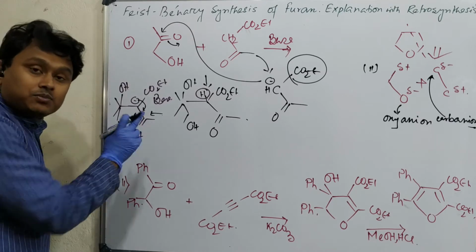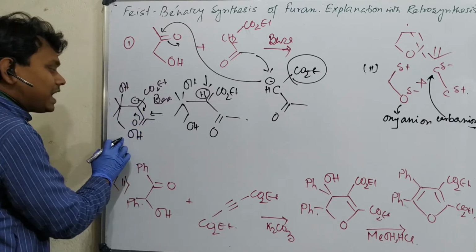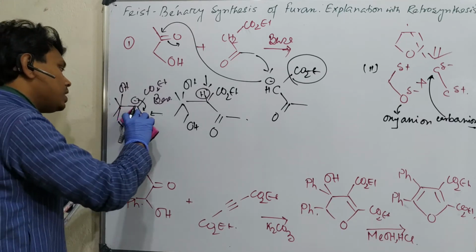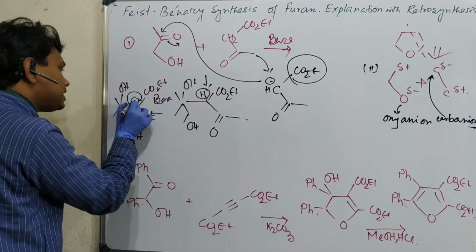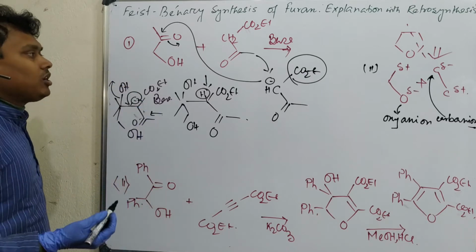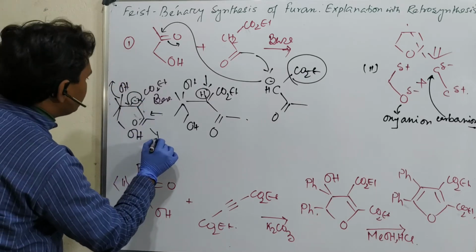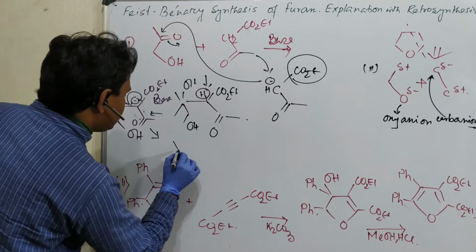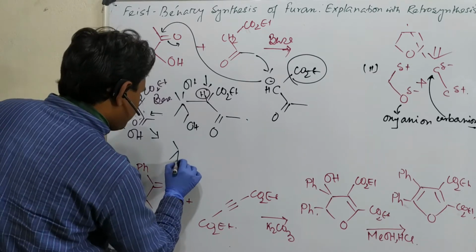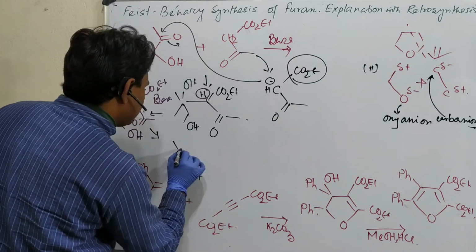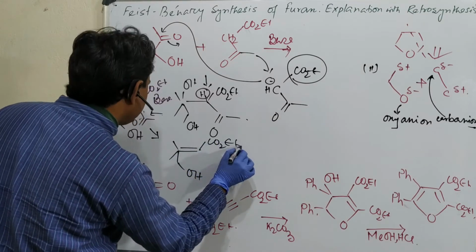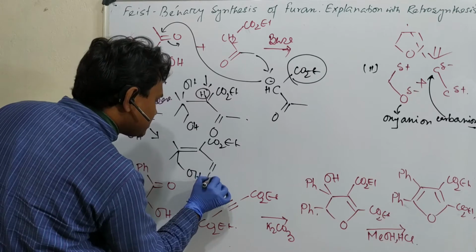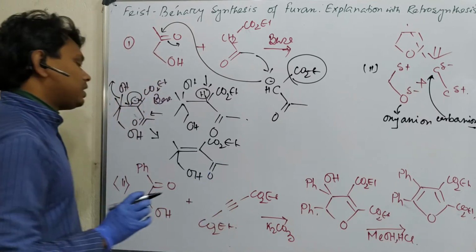That's why this oxygen attacked, because chlorine was a good leaving group, but hydroxyl is not a good leaving group. So what is the alternate option for this anion? The alternate option is here, because it is an aldol, elimination of beta hydroxy carbonyl. So what will it do? It will eliminate. This is OH, this is the double bond, this is CO2Et, and this is the carbon. This is the carbonyl group.